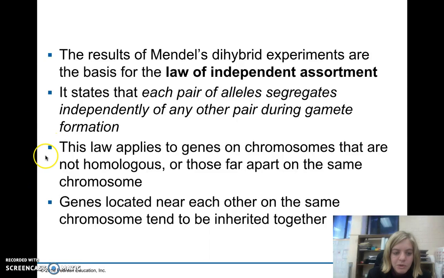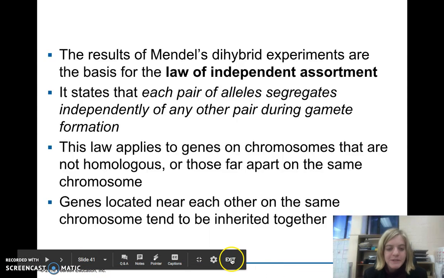This piece is important because the law that Mendel observed only applies to genes that are not homologous and those that are far apart. But we've since found out that genes located near each other on the same chromosome tend to be inherited together. But for Mendel's purposes, and especially considering he didn't know anything about chromosomes, it's pretty amazing that he was able to determine that these alleles are transferred to the offspring independently. And we will stop there. That is all about Mendel and his pea plants.